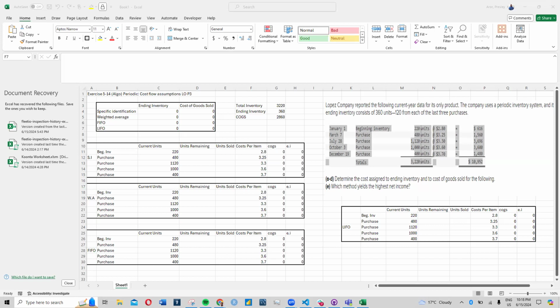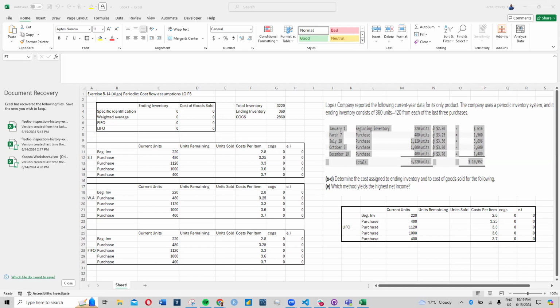Specific identification just means you track each inventory item individually and assign the actual cost to each item sold. So whatever you buy, maybe you have a SKU or an identification number, you track it exactly and say, this is what I bought it for, this is what I sold. So you know exactly what you bought and what you sold instead of just mixing it together like FIFO and LIFO.